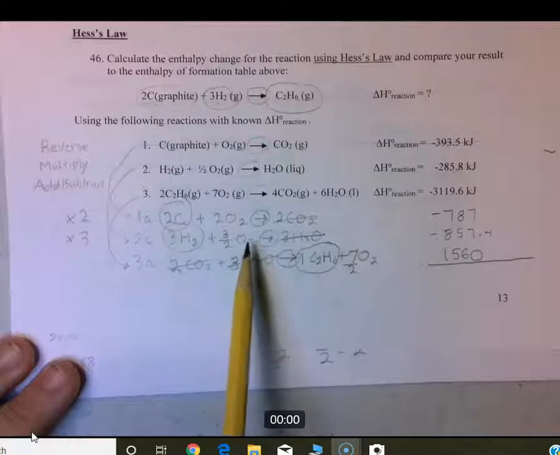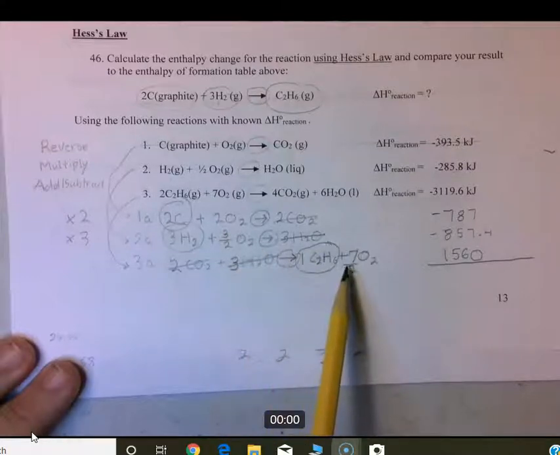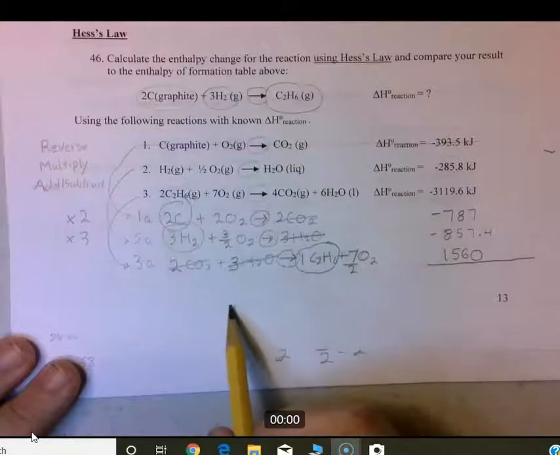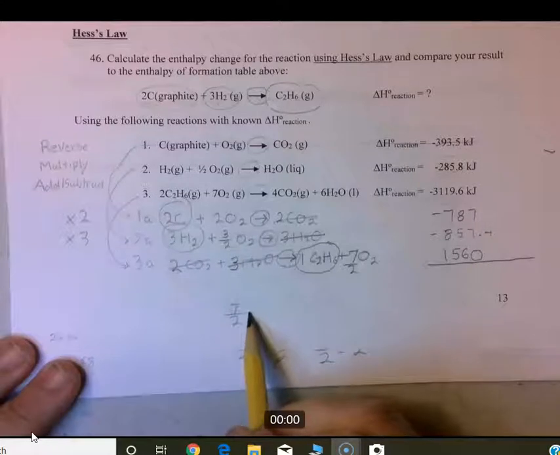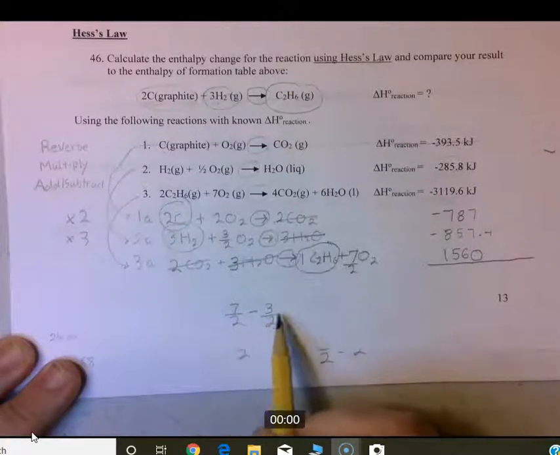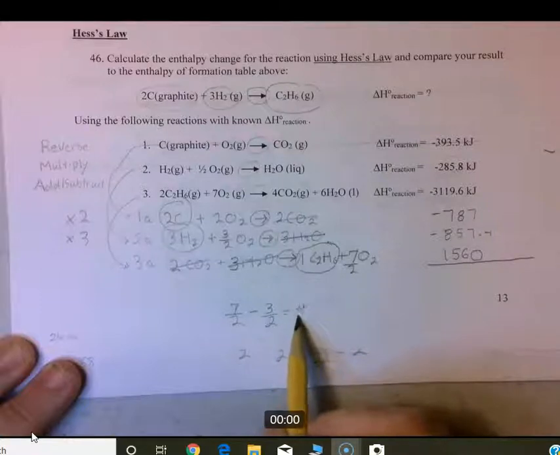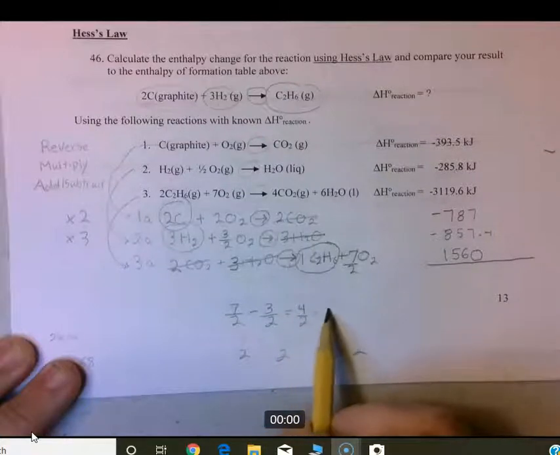All right, and finally the O2s are a little bit messy, but it works out. On the right side over here, we have 7/2. On the left side of this arrow, we have 3/2. That means we're going to subtract. So 7 minus 3 equals 4 over 2, which equals 2.